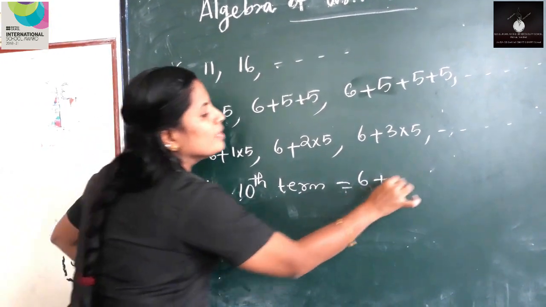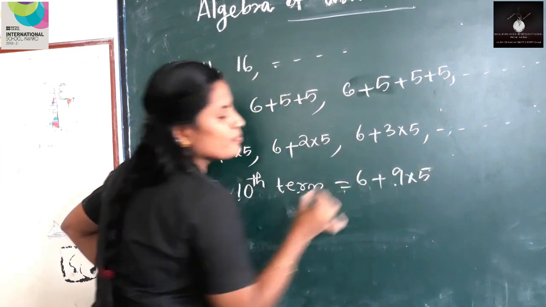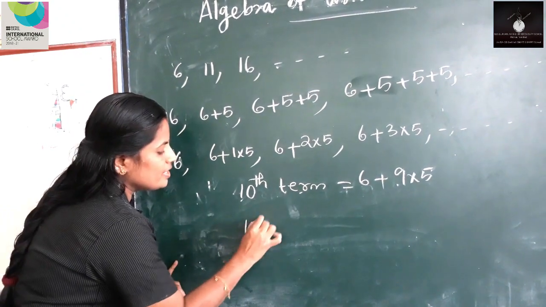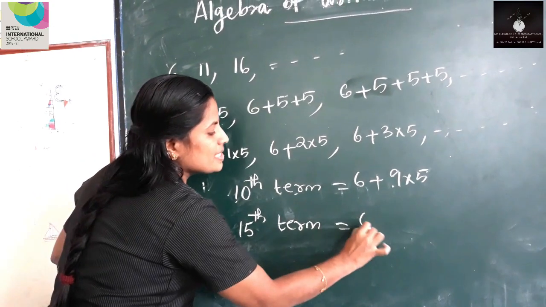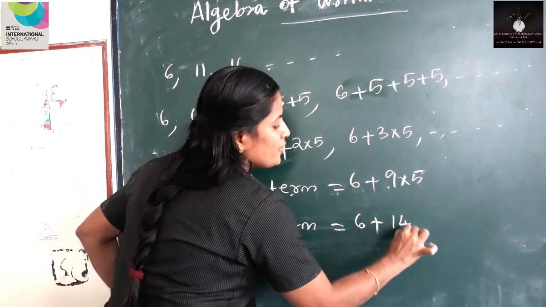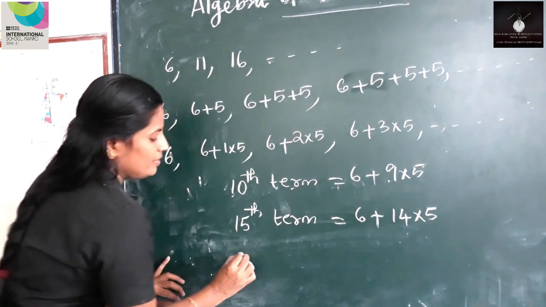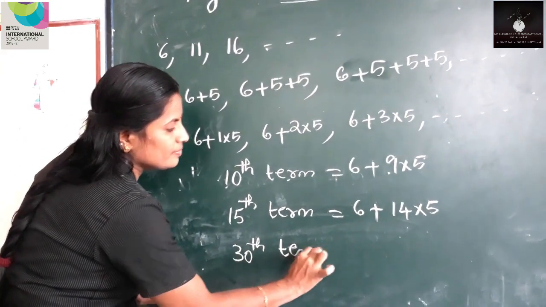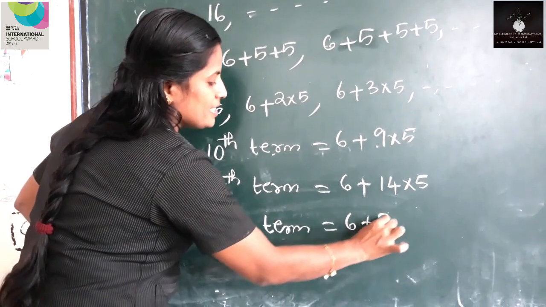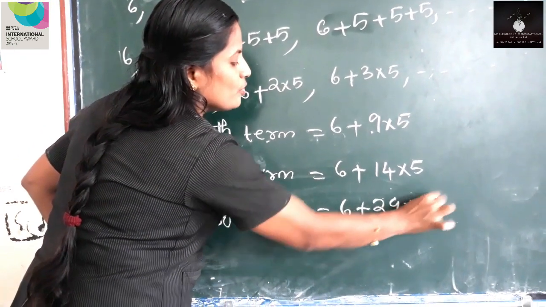6 plus 9 into 5. So what is the 15th term? 6 plus 14 into 5. Then the 30th term? 6 plus 29 into 5.